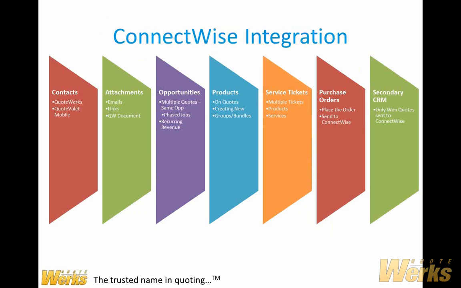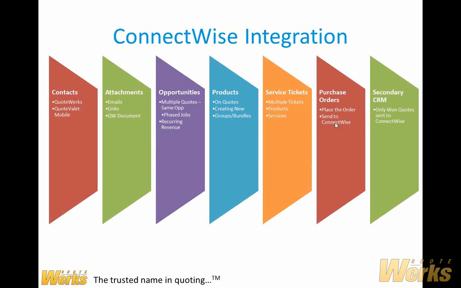When it comes to the products, obviously we're going to bring the products from ConnectWise into the quote in QuoteWerks. We're also going to create new products in ConnectWise. And what's new is we actually handle groups and bundles. What's great about that is that when we create that group or bundle on that opportunity, when we convert that opportunity to a project, the group has the ability to go over as a phased job as well. And then we're also going to do service tickets, multiple tickets based on the products or the services that are on the quote in QuoteWerks.